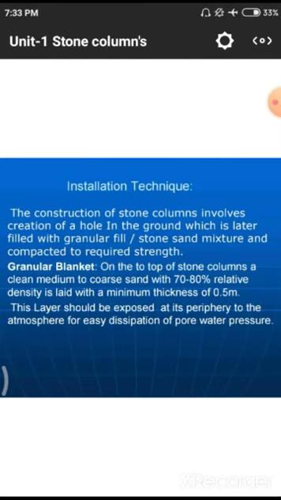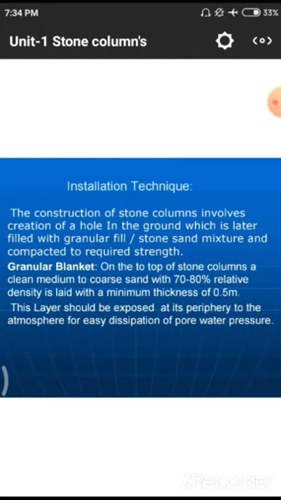In some cases we have to use this stone sand mixture. Normally we use only stone to fill these stone columns, but in some rare conditions they use stone and sand mixtures to fill them. Next, we have to use a granular blanket. Normally a blanket is used to protect our body from the external environment. These blankets are used by people.